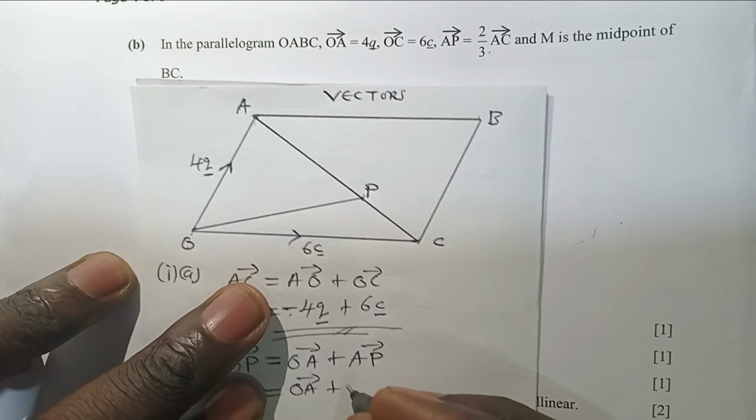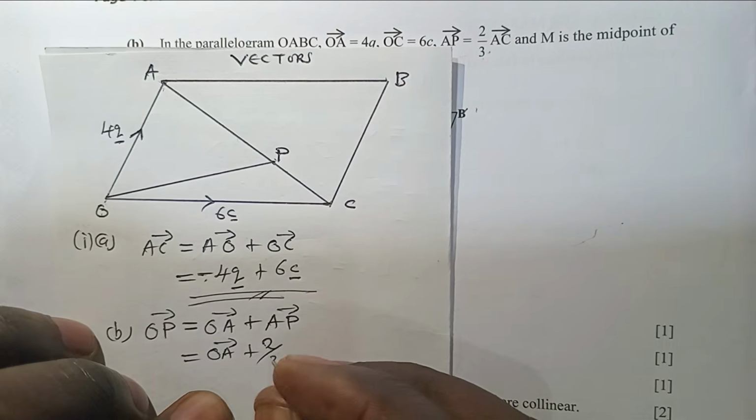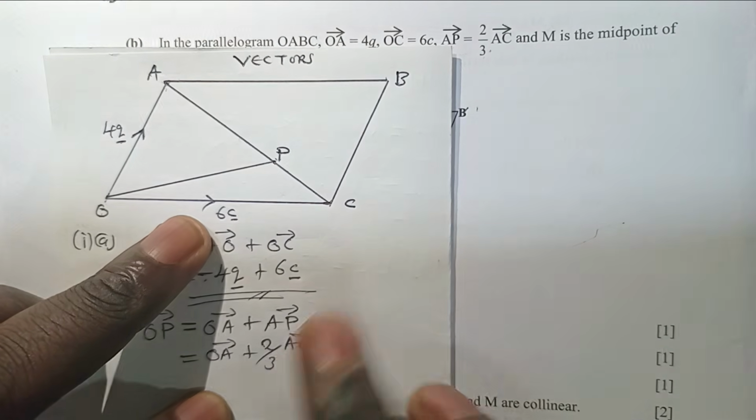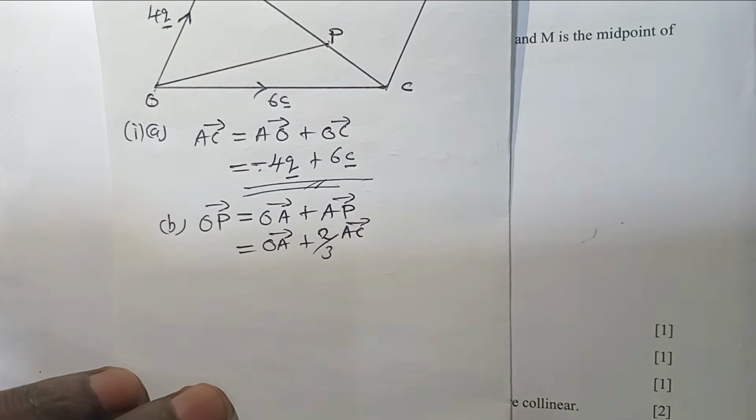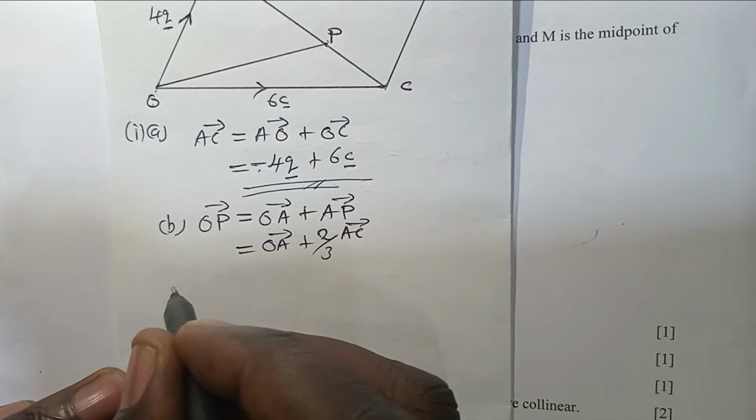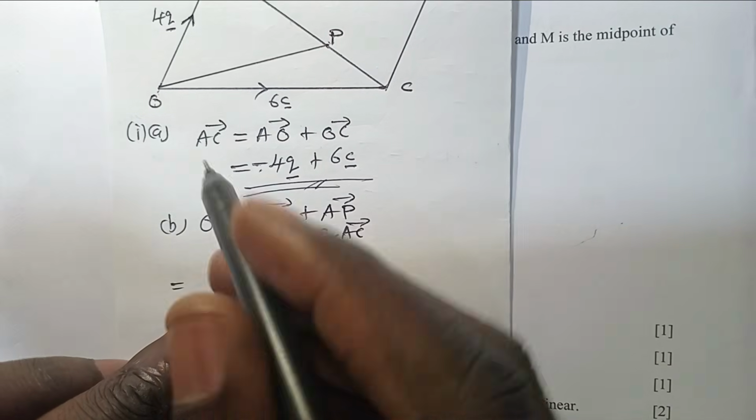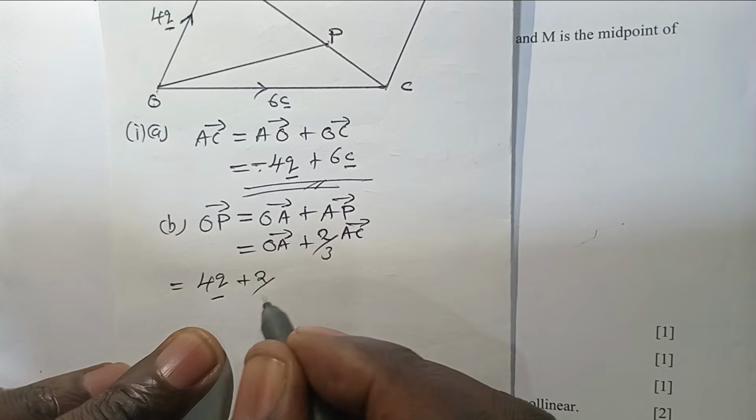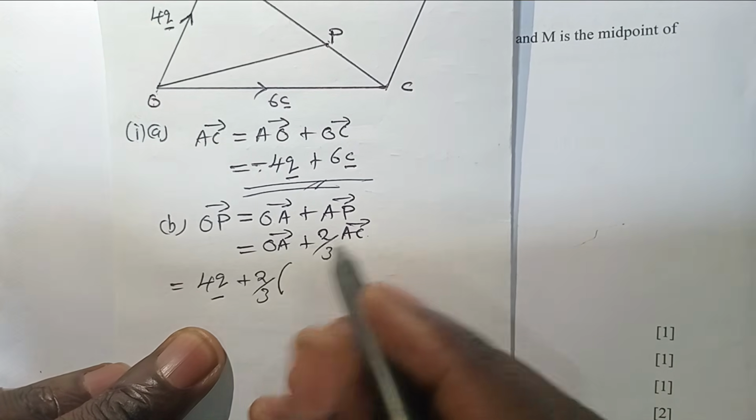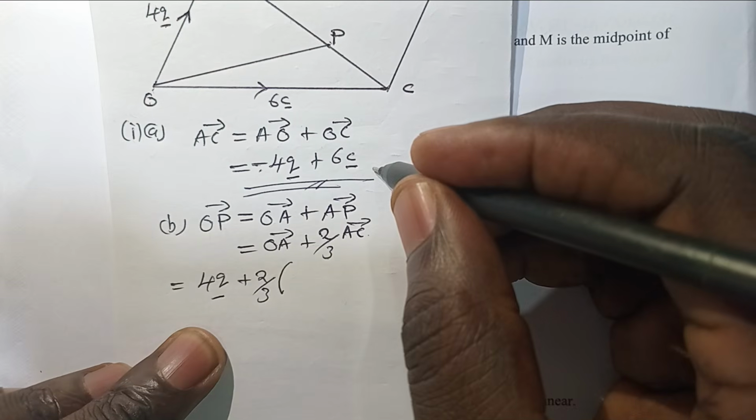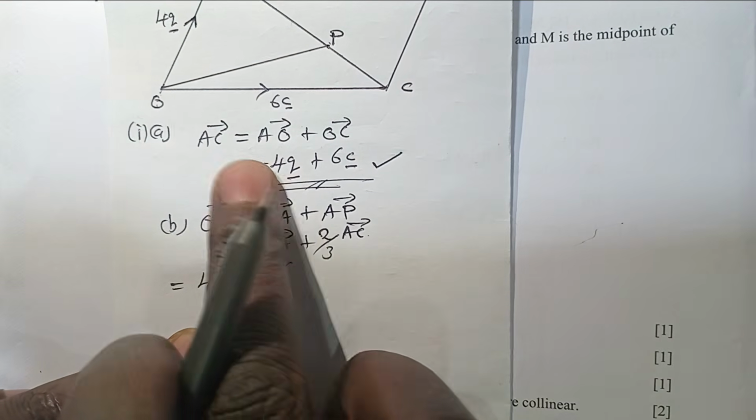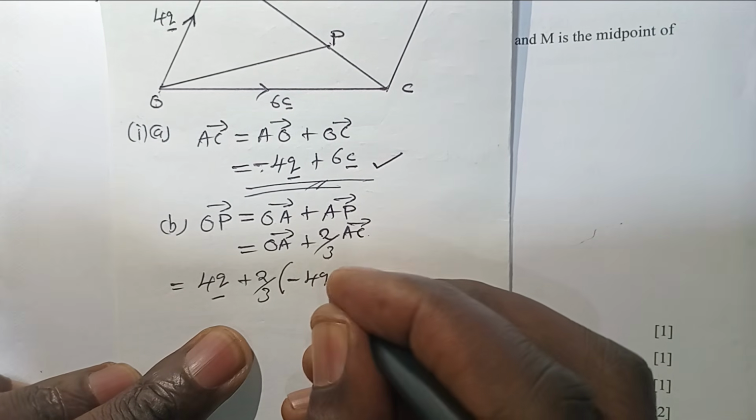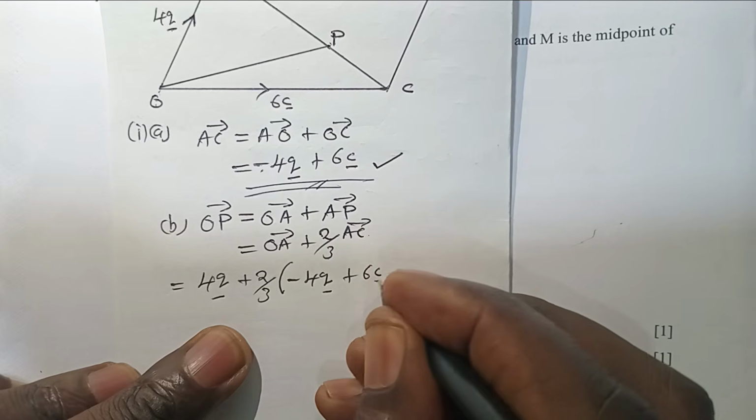So we are going to put 2/3 vector AC. Okay. And then we can simplify what we have here. So this is equal to OA, we have 4q under bar plus 2/3. Then AC, we've already found the position vector for AC, which is up here. So we are going to substitute: negative 4q under bar plus 6c under bar.